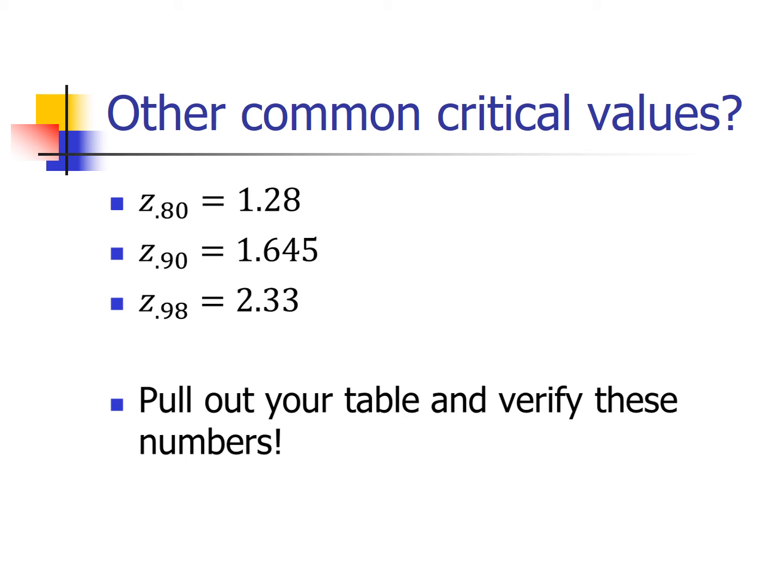Incidentally, to sort of reinforce what I talked about in the previous slide, the critical value for 80% confidence corresponds to the 90th percentile. The critical value for 90% confidence corresponds to the 95th percentile. And the critical value for 98% confidence corresponds to what percentile? Good job, you're right. It corresponds to the 99th percentile.